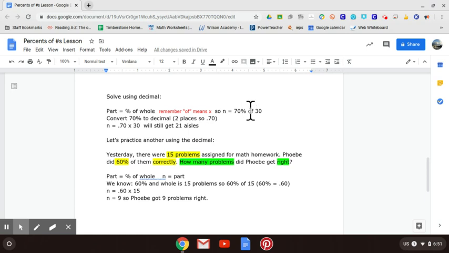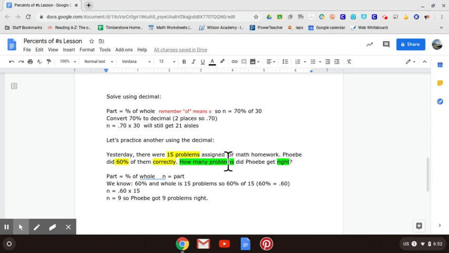But meaning how you can actually type in percent. But otherwise, we're going to convert our 70% to a decimal. And remember, if it's this way, my percent is out of 100, so there's 2 decimal places, okay? So then I'm just going to get my part is equal to 0.70 or 70 hundredths times 30, and I'm still going to get 21 aisles.